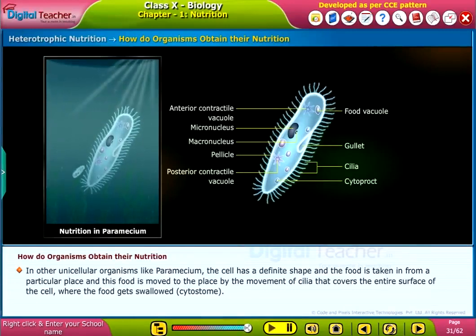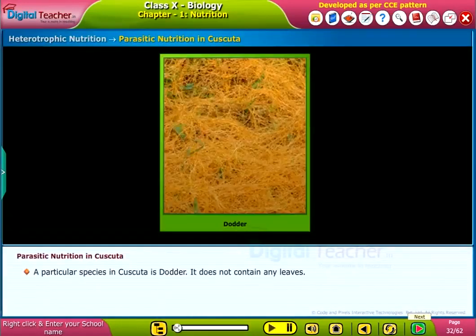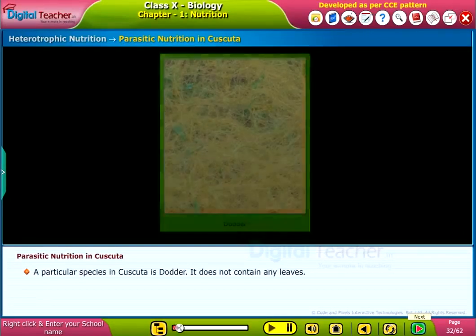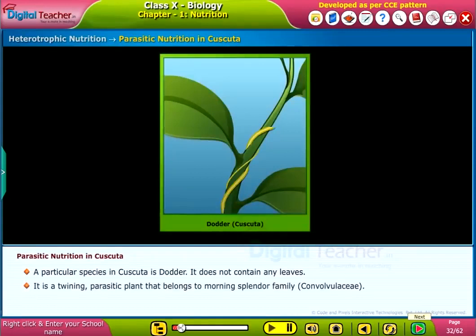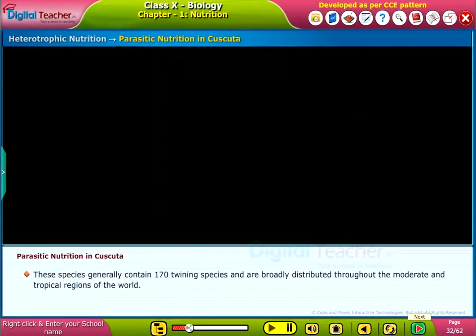Let us learn in detail about parasitic nutrition in Cuscuta. A particular species in Cuscuta is Dodder. It does not contain any leaves. It is a twining, parasitic plant that belongs to the Morning Glory family. The genus generally contains 170 twining species and is broadly distributed throughout the temperate and tropical regions of the world.